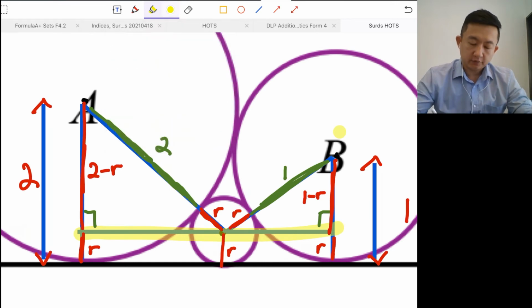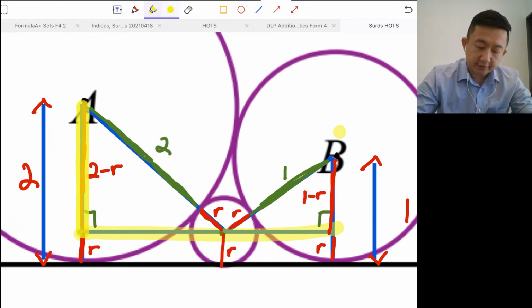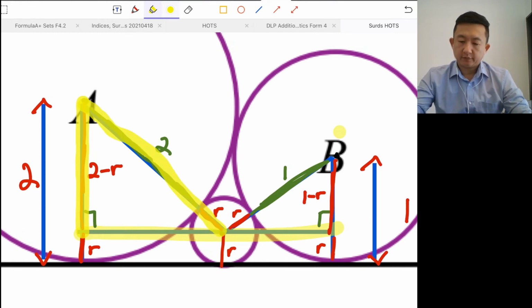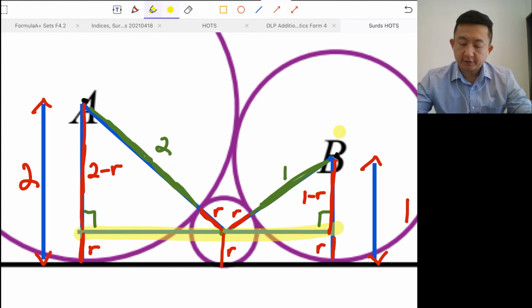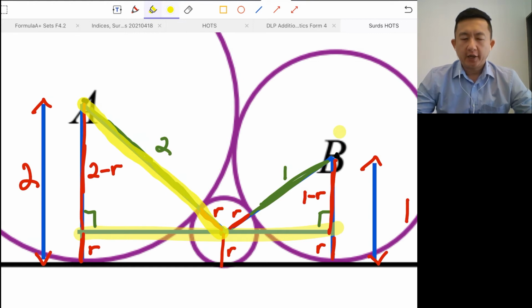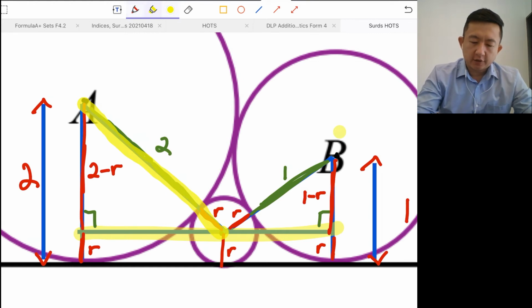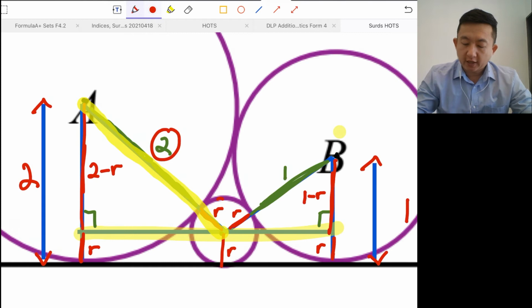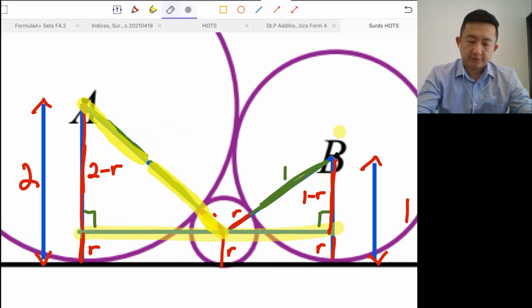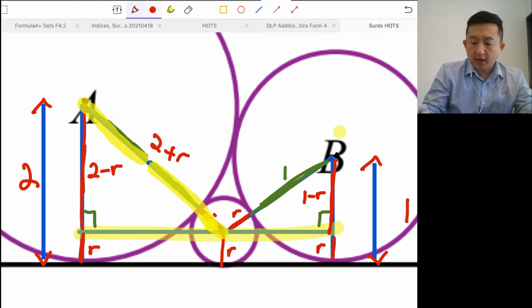Okay, I want to look at this triangle, this right angle triangle. Maybe before this, I want to know the length for this right angle triangle. Is it 2 or is it R? No, right? Because you know that you have 2 and R here. In total, you will call this 2 plus R.